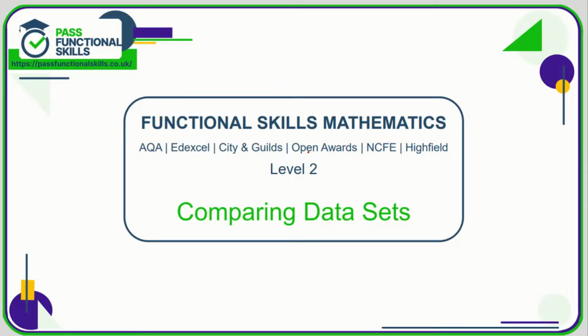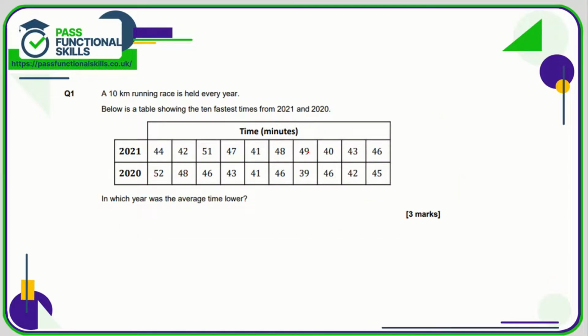Let's take a look at the comparing data sets questions. So question number 1, which year was the average time lower? So we can use a calculator here. For 2021, we're going to add up all of these times and divide by 10, and that comes to 45.1. For 2020, if we add all of these up, we get our total, divide that by 10, we get 44.8. So the average time was lower in 2020.